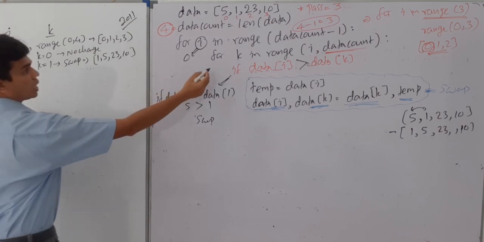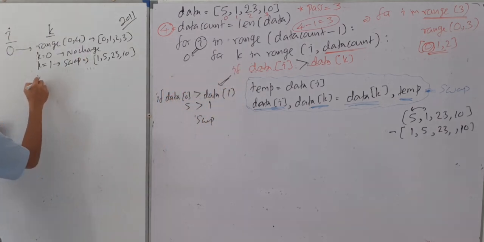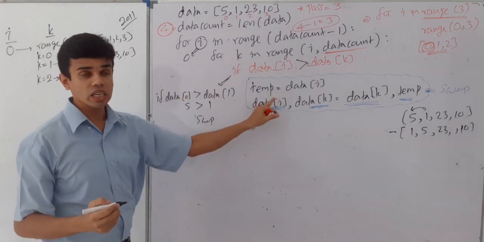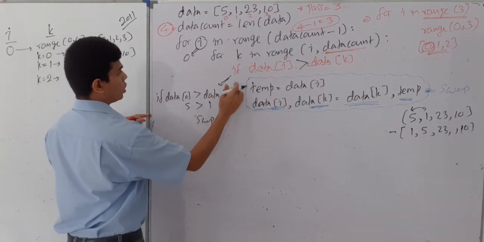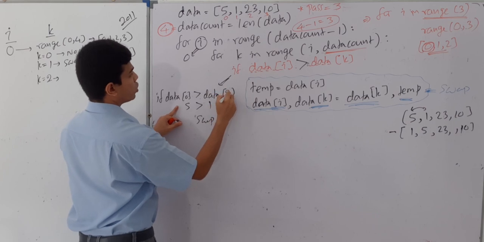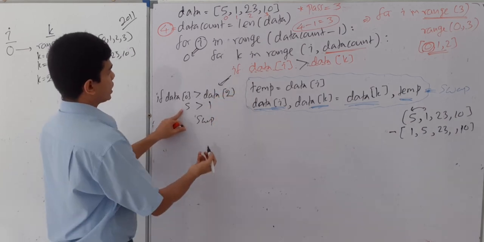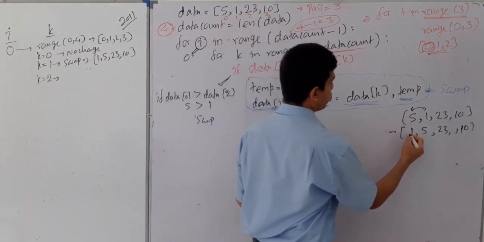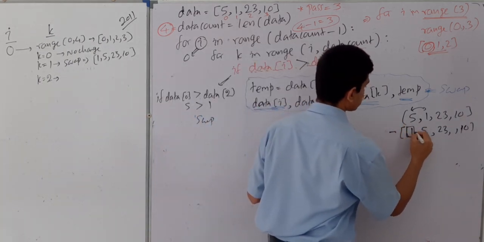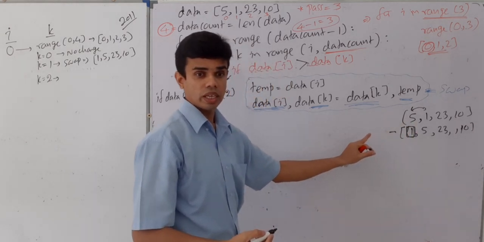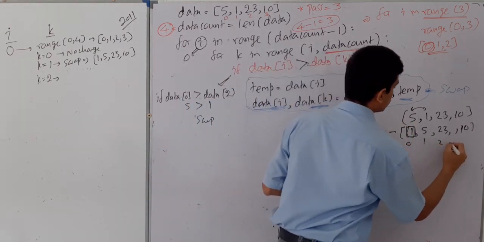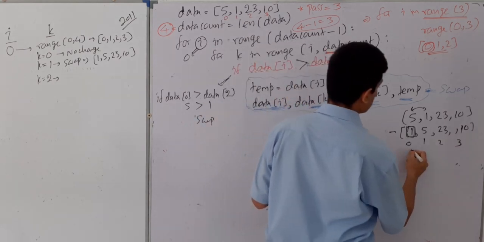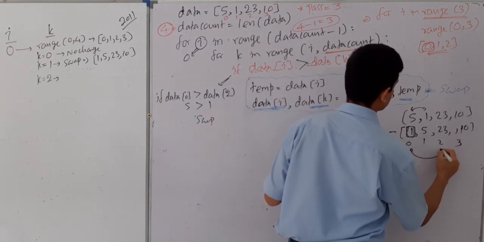Then, we go to the second round of the second loop, where k is going to be 2. Now, k is going to be 2. With that, we'll continue. When k is 2, i will remain 0. Now, what do we check? The first item. Now, the first item is not 5, it is going to be 1 now, and we have swapped it. Then, this is going to be compared with the next item, 23.